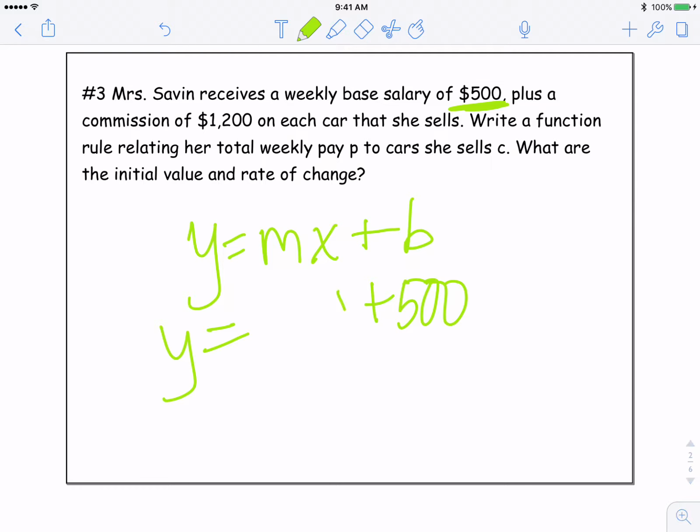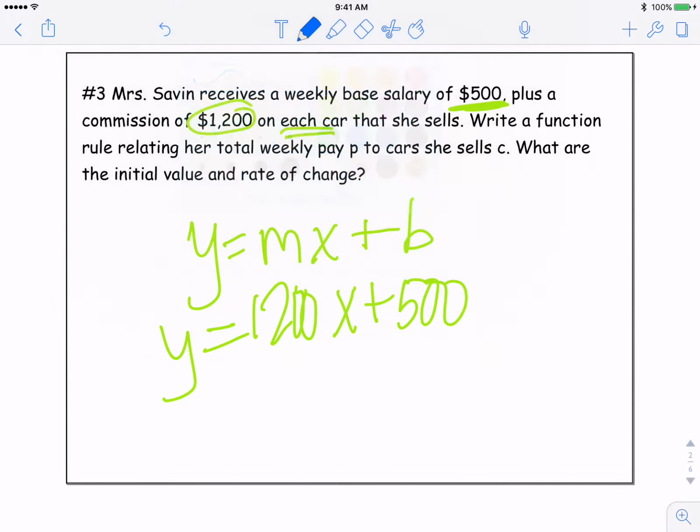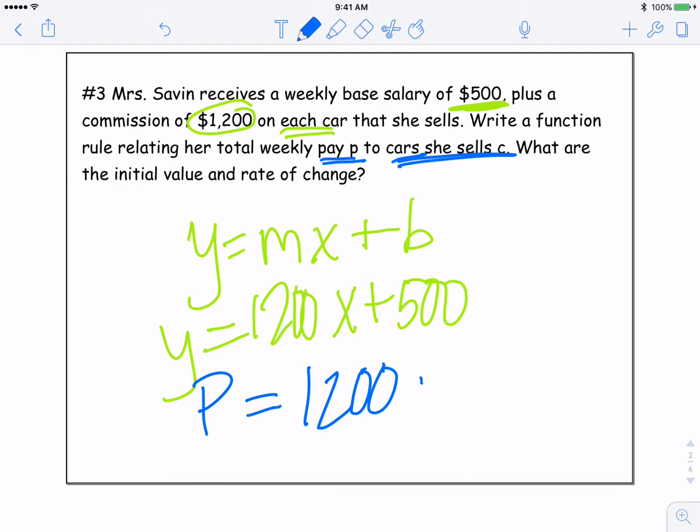The y, the equal sign, and the x, remember, are never going to change. Then we look for something that's happening over and over again. It says she receives a commission of $1,200 on each car that she sells. So for every car she sells, she gets an additional $1,200. This is my rate of change, something that's happening over and over again. It states at the end that she has a weekly pay P and number of cars she sells C. That just tells us what variables to use in this function. So her pay is equal to 1,200 times C, the number of cars she sells, plus 500.